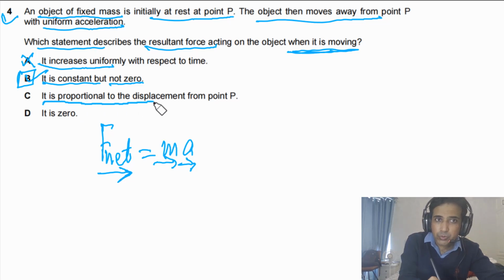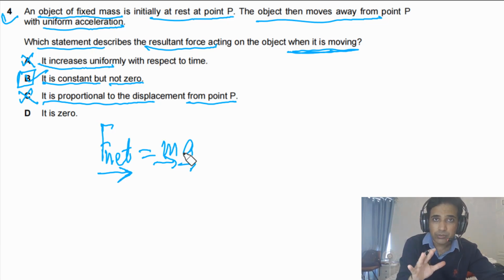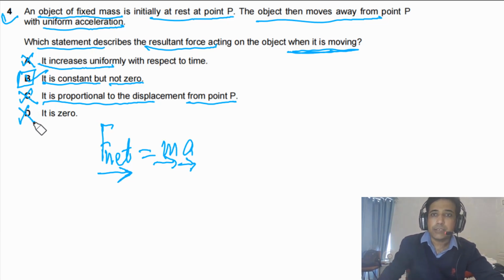It is proportional to the displacement from point P. This is incorrect. It is not proportional to displacement. It is proportional to acceleration, but in this case, it is constant. Acceleration is constant, resultant force is also constant. So this is incorrect. It is zero, this is incorrect. So the answer is B.